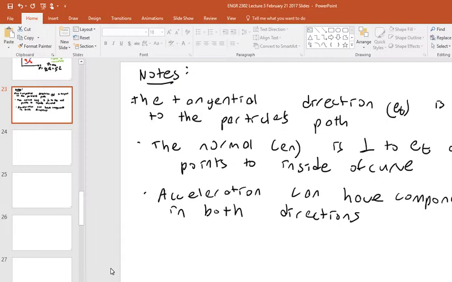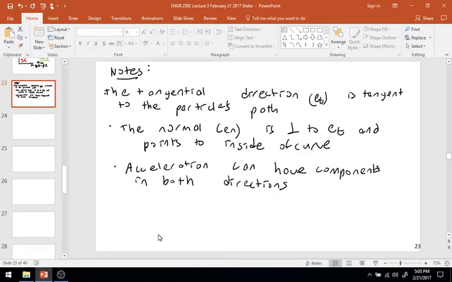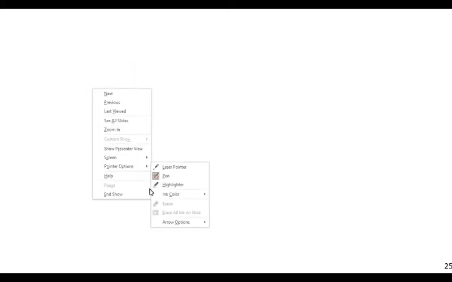So I want to continue discussion and finish up discussion on tangential and normal components of motion. So let's pick right up back where we left off. And so let me draw a diagram here. So here, I'm going to define my motion like this. I have my x and my y.